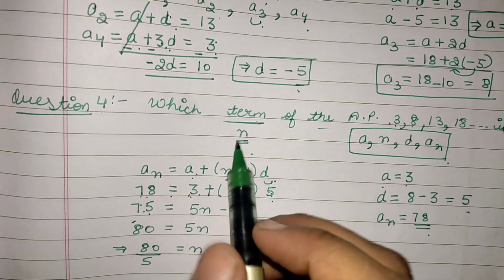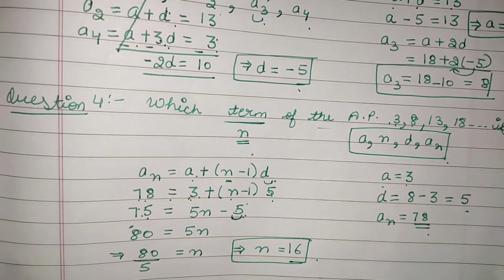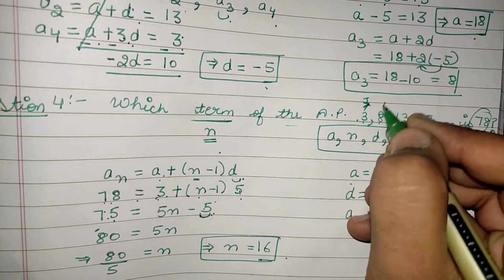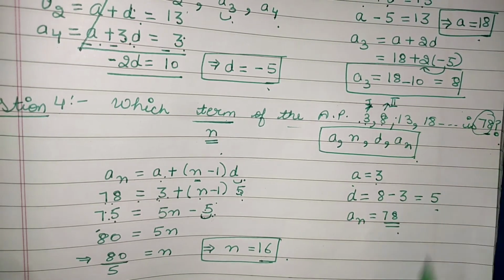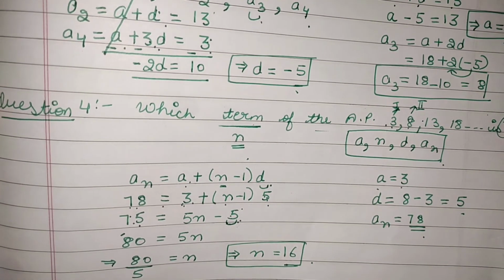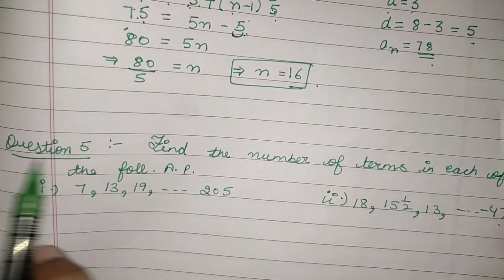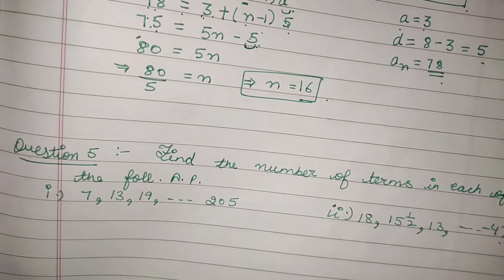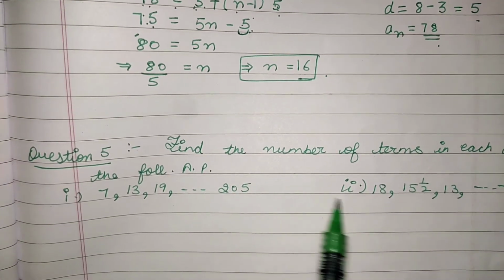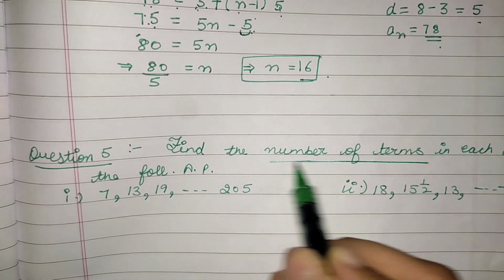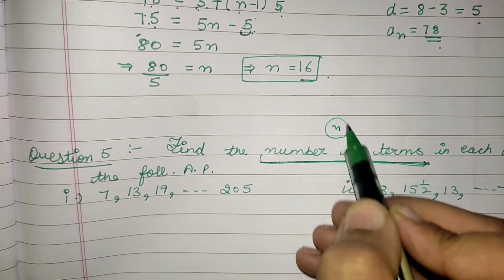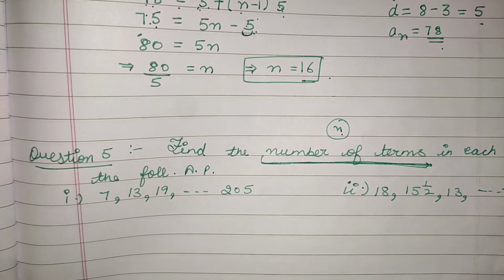Okay, that means the 16th term of this AP will be equal to 78. As this is my first term, this is my second term, similarly my 16th term of the AP will be equal to 78. Question number 5 of this video. We are going to solve one part, so you can solve the remaining second part by yourself. What does the statement say? Find the number of terms. Number of terms means how many terms are there in the AP, so I have to find the value of n.